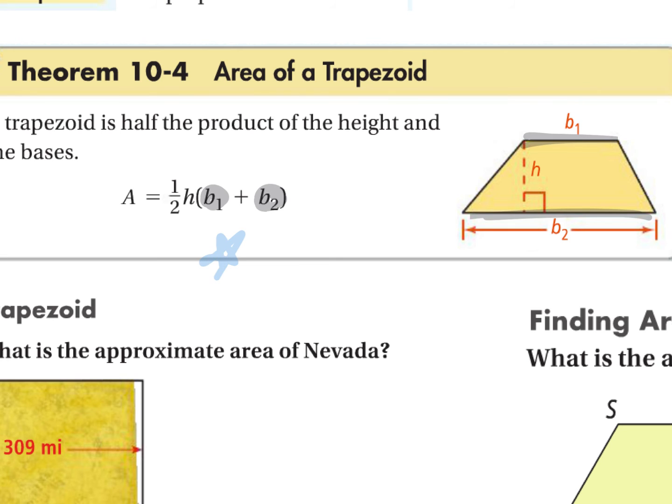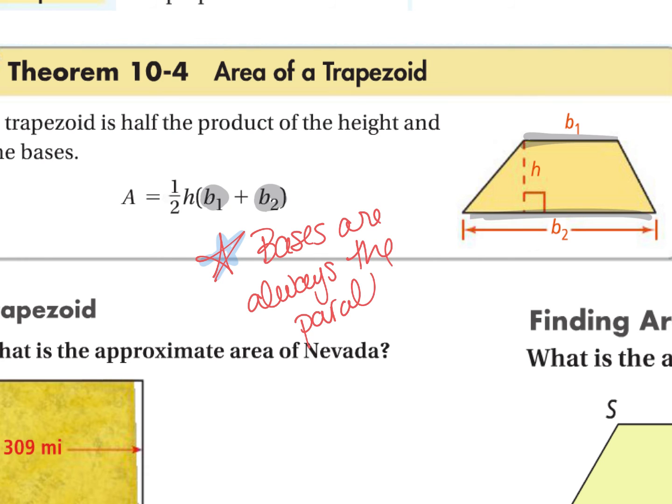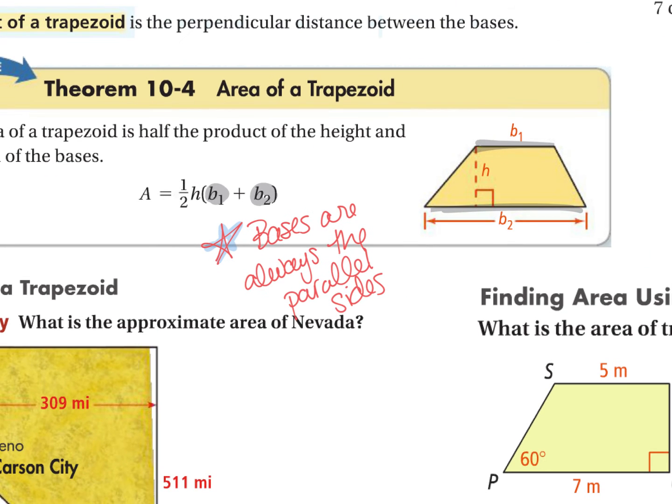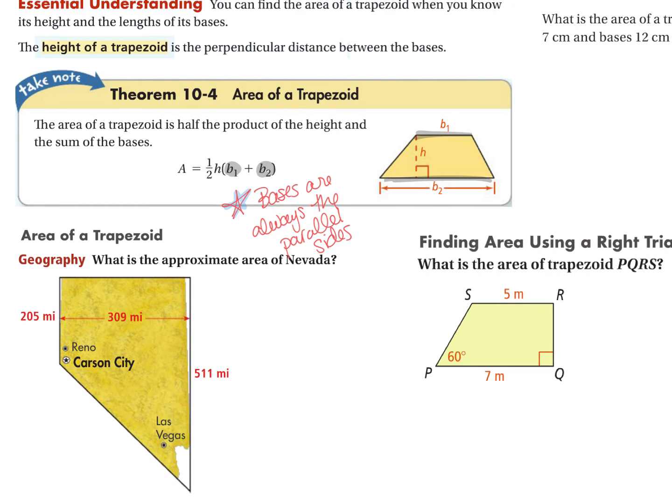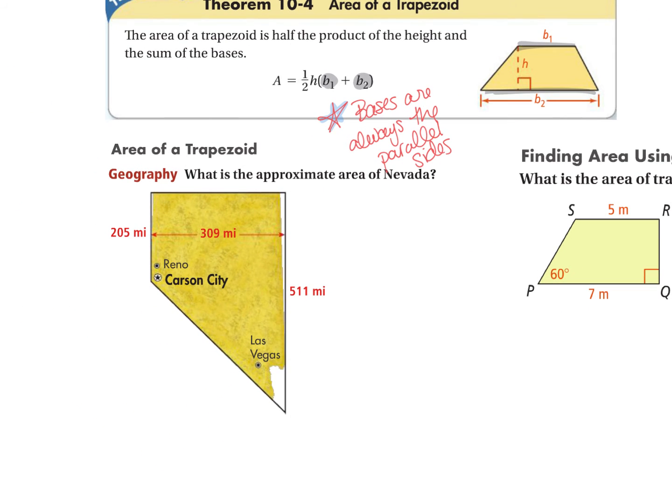Something to note is whenever you're doing these, your bases are always the parallel sides. Sometimes it's hard to see them. So the B1 and B2 is always going to be the one set of parallel sides. So this is a trapezoid. All right, so we are going to write our formula so we get all our points. So area equals 1/2 times height, parentheses, base 1 plus base 2, close parentheses.